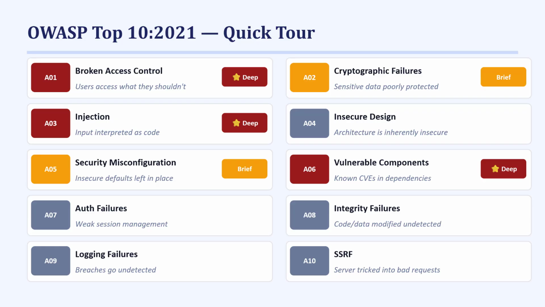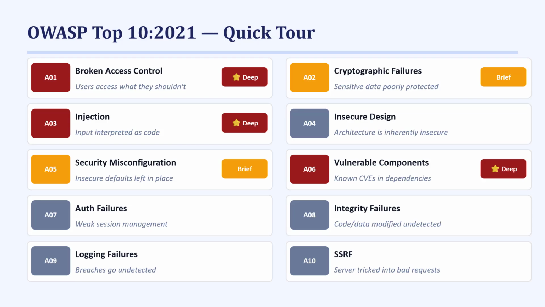A04, insecure design. So this is where fundamental design flaws that no implementation fix can solve. The architecture is inherently insecure and should never have been built that way. A05, security misconfiguration. Default credentials left in place, unnecessary features enabled, error messages exposing stack traces, missing headers. There's a lot of things that go into this, and this is a pretty common one, especially for newer developers.